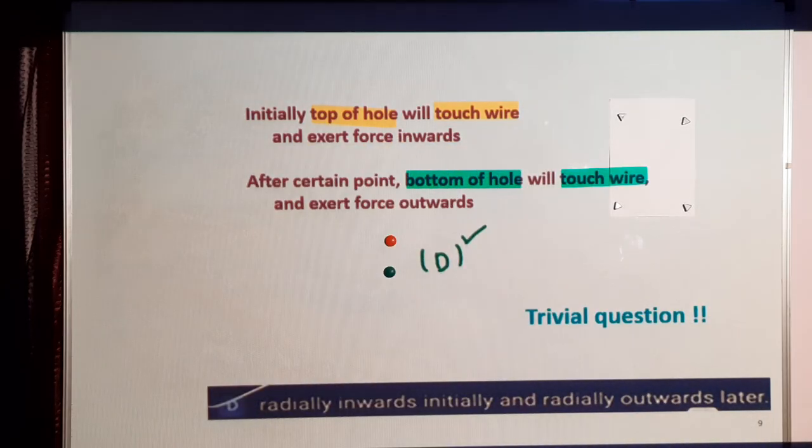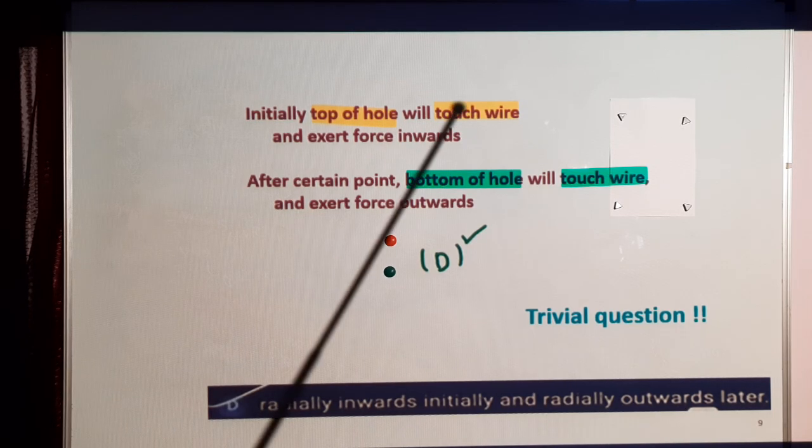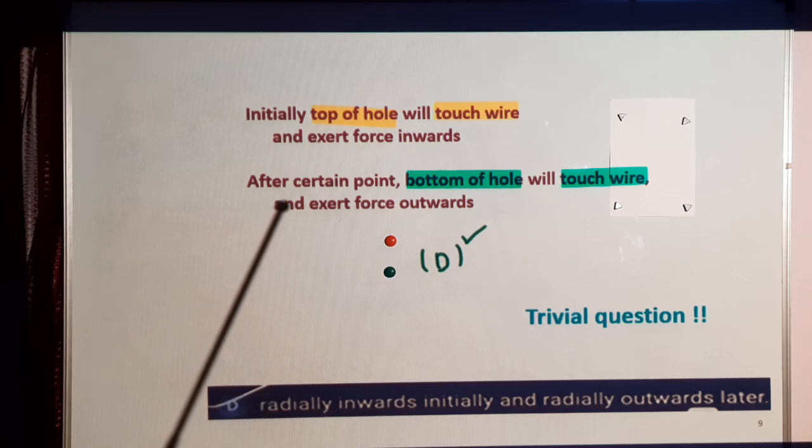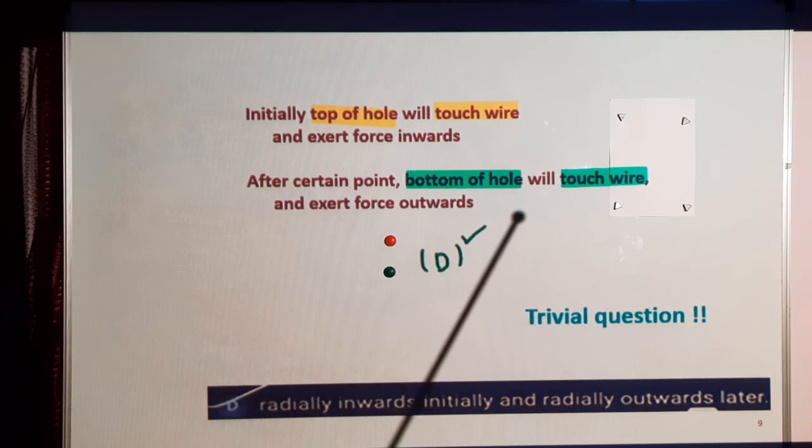So initially, when the bead is at the top, the top of the hole will touch the wire and the force exerted on the wire will be inwards. After a certain point, the bottom of the hole will touch the wire and the force the bead will exert on the wire is outwards.